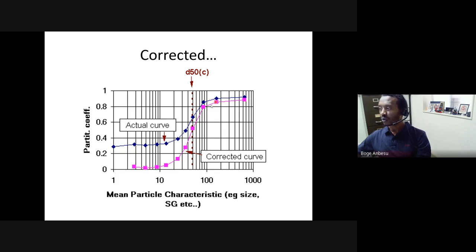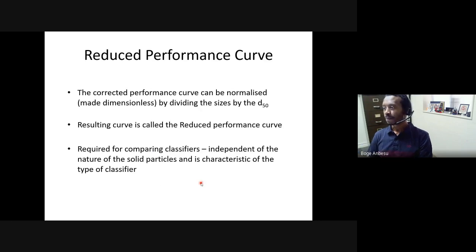And this is corrected because this only takes into account not particles short circuiting as a result of water, but particles that are being recovered only as a result of classification. And the x-axis here, typically for particle size, that's what you will use. But if you're classifying particles based on their density, light and heavy, then you can use specific gravity here. But as I said, typically we use particle size on the x-axis to work out performance curves.